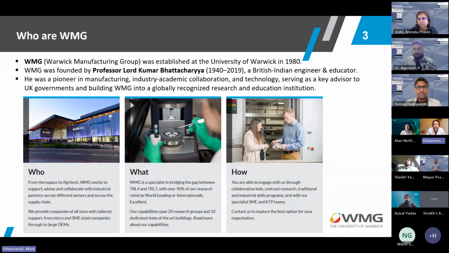So what we do, historically, we've worked a lot in the automotive space. But we do research from aerospace to agri-tech, supporting industry from different sectors across the world. We specialize in bridging the gap between TRL4 and TRL7, sometimes called the Valley of Death, where we work with companies to get their technologies closer to commercialization. And we do work through collaborative funding bids, contract research, or specialist work with small companies and KTP teams.